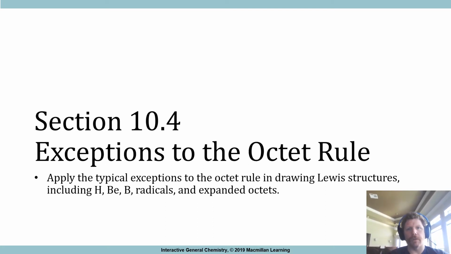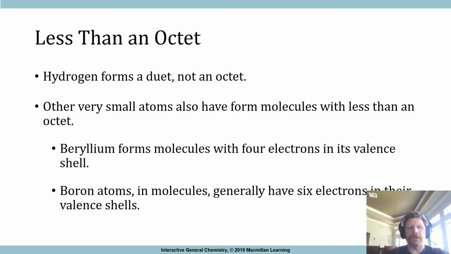We've already seen that with hydrogen. Hydrogen has the duet rule. When it forms a bond, it wants to see 2 electrons. It doesn't need to see 8. Okay, so less than an octet. As I said, hydrogen forms a duet, not an octet.